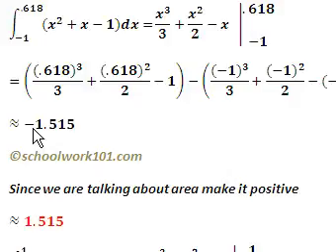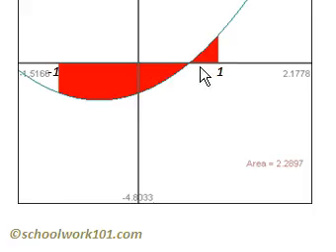-1.515. So now remember that area can't be negative, and because we are integrating below the x-axis, we're getting this negative number here. But we just make it positive. So this is the approximate area below the x-axis and the curve.